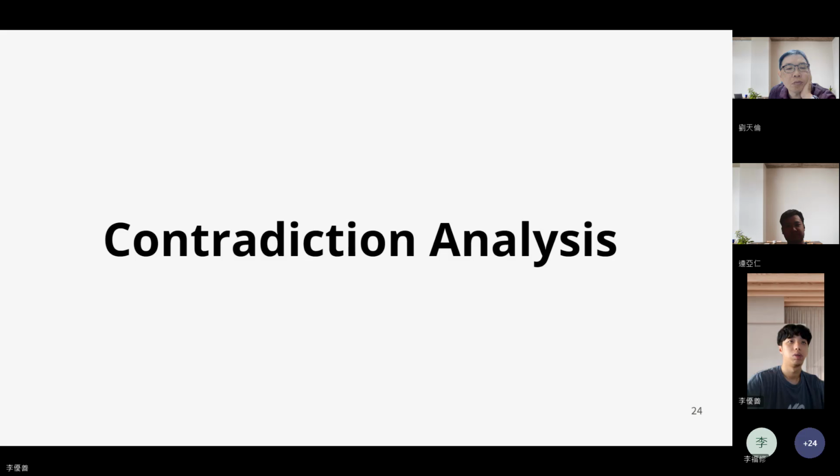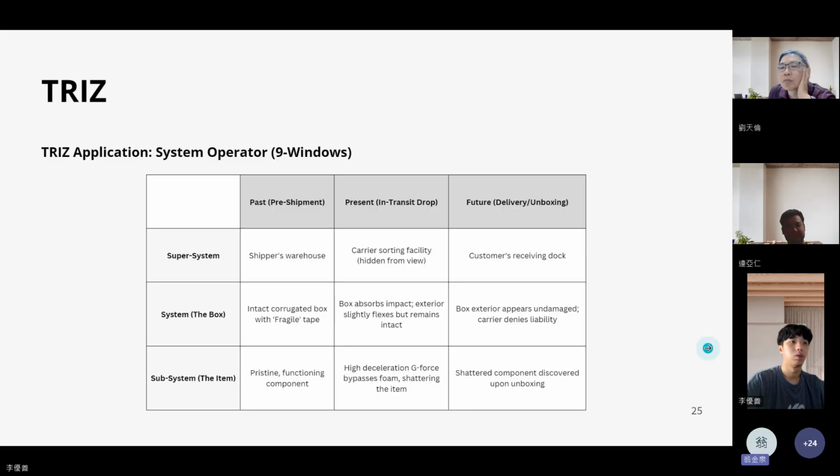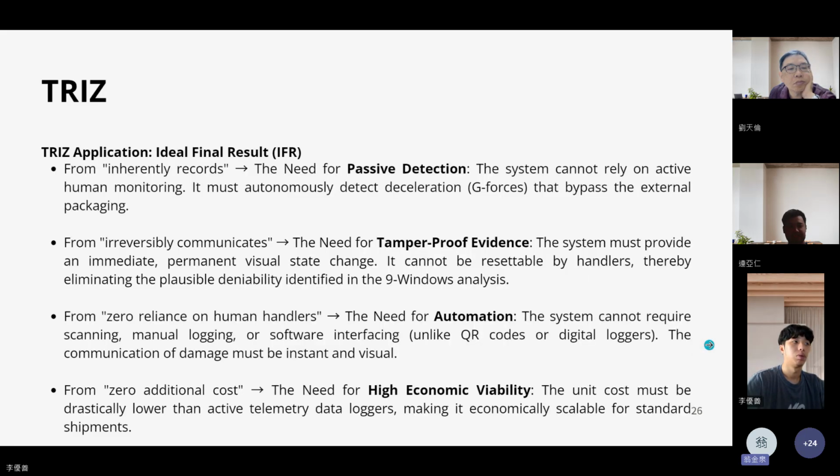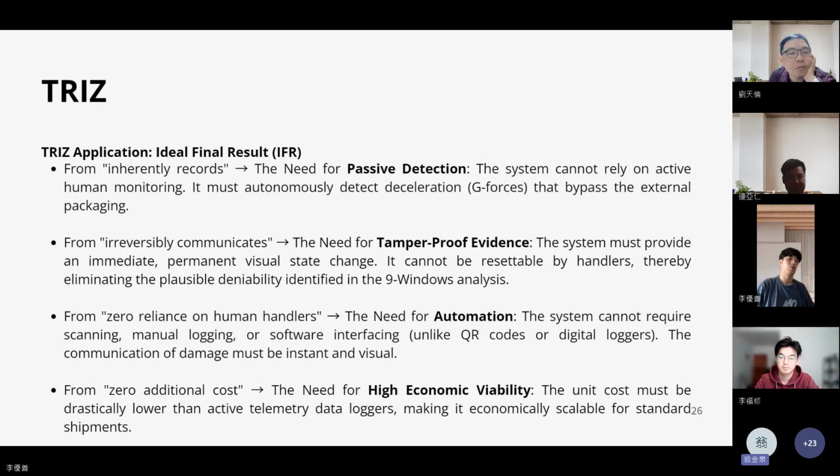So this is the contradiction analysis. Next. We have the 9 windows to see the blind spots for the future stages. Next. And this is the IR concept that we analyzed. Since we have zero cost, we analyze the gap between the reality and our IR to define the core engineering needs. So here we have passive detection, tamper-proof evidence, automation, and also high economic viability. Next.